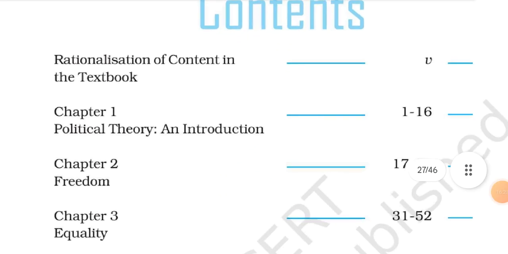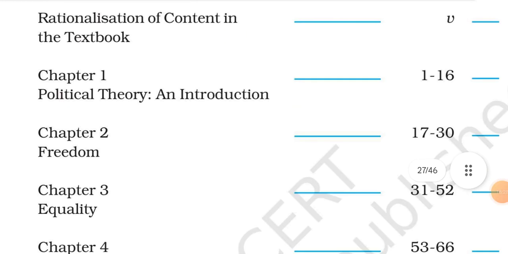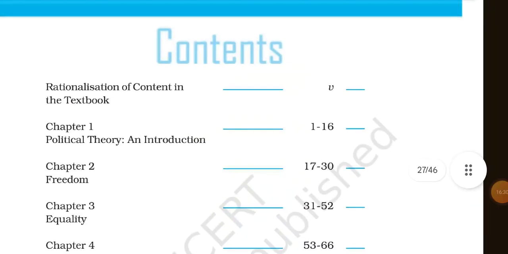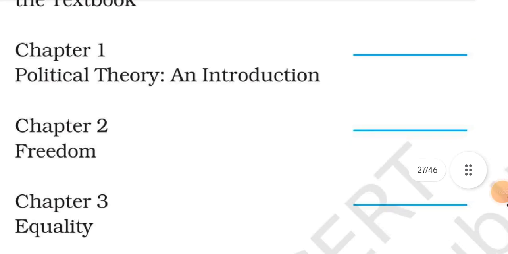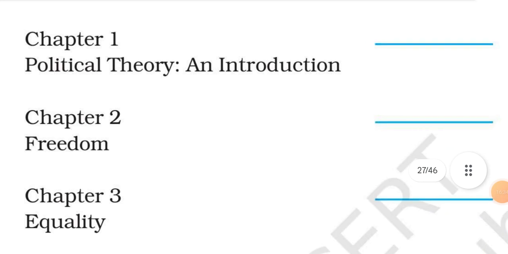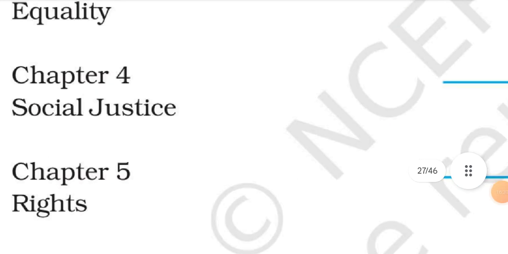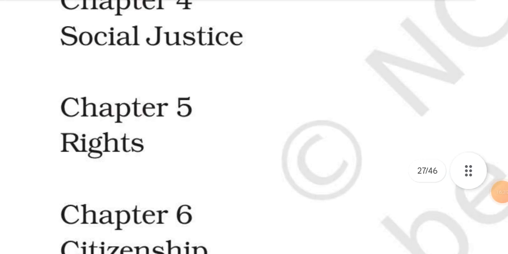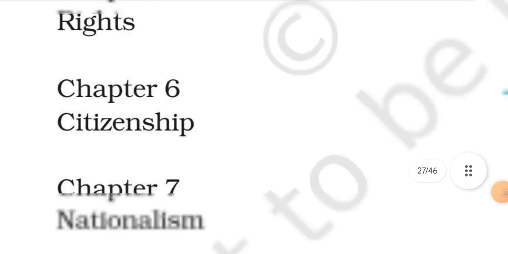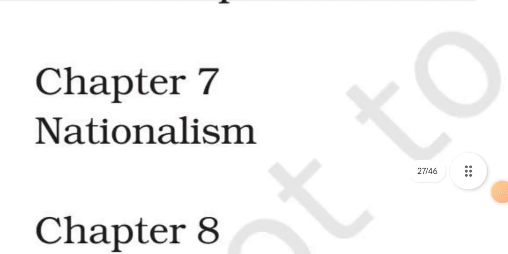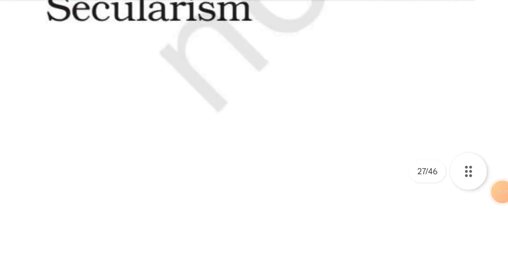Contents. Rationalization of content in the textbook. Chapter 1 Political Theory: An Introduction. Chapter 2 Freedom. Chapter 3 Equality. Chapter 4 Social Justice. Chapter 5 Rights. Chapter 6 Citizenship. Chapter 7 Nationalism. Chapter 8 Secularism.